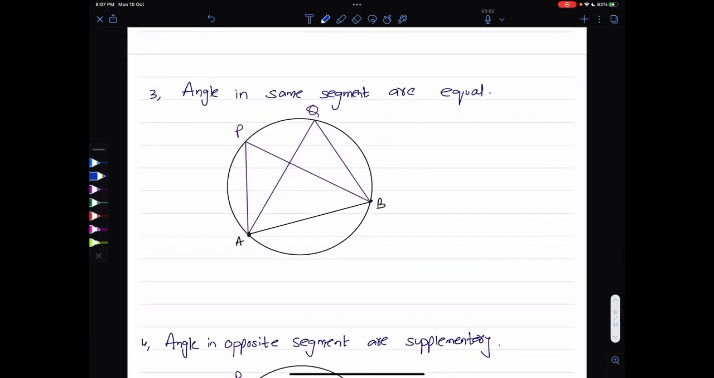Okay, property number 3. What you see over here is a chord AB. If you have an angle from this chord to the circumference of a circle, and you have another angle from the same chord to the circumference of a circle, the property says that since these are the angles in the same segment, remember, this chord divides the circle into two segments. If the angles are being formed in the same segment, then they must be equal. So this angle and this angle should be the same. APB angle should be equal to AQB because angles in the same segment are equal.